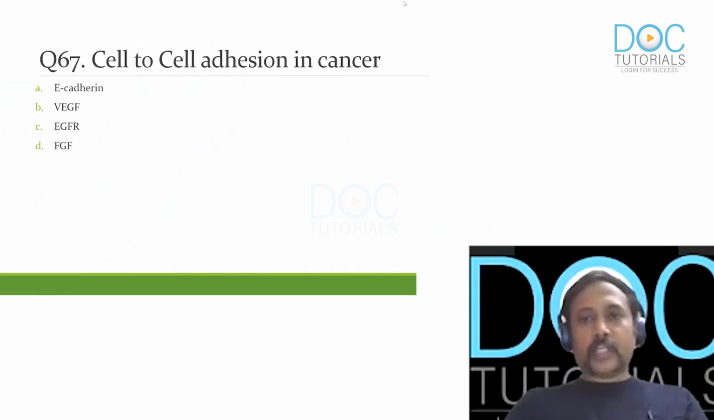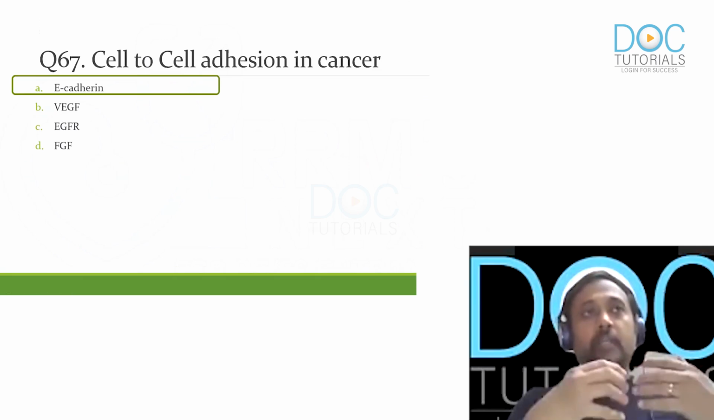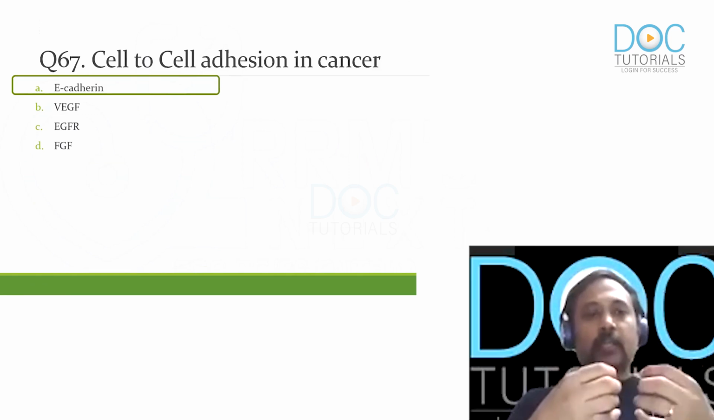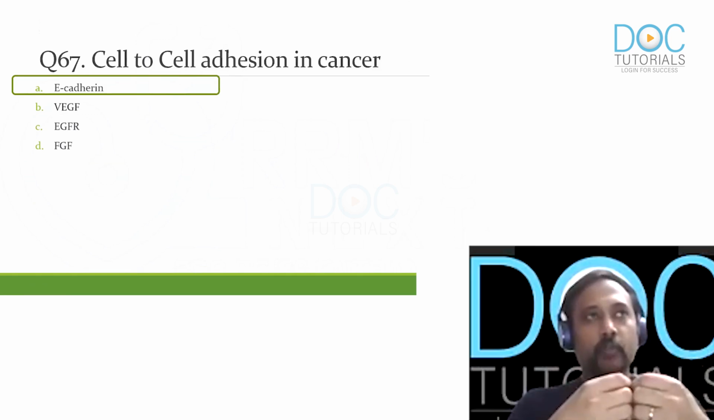Cell-to-cell adhesion, this is a straightforward question. In cancer, it is going to be mediated by your E-cadherin. Here we have VEGF, EGFR, FGF, each of which has a different function. You have the pathway, you have various steps in carcinogenesis. In that, E-cadherin is important in bringing about contact inhibition. Basically, when two cells come into contact with each other, that will trigger the activation of your E-cadherin, and so the cell growth is prevented further.